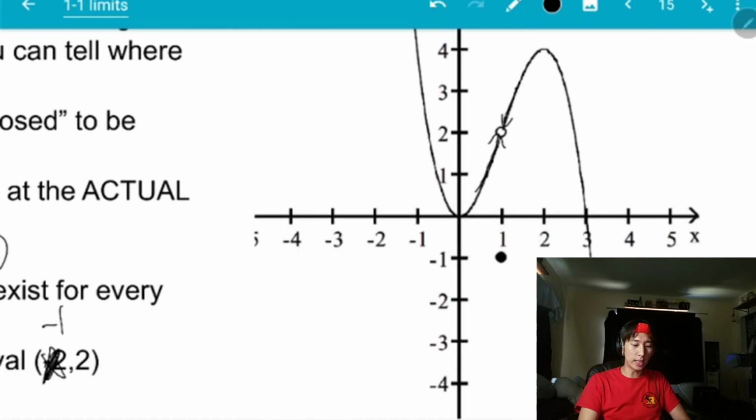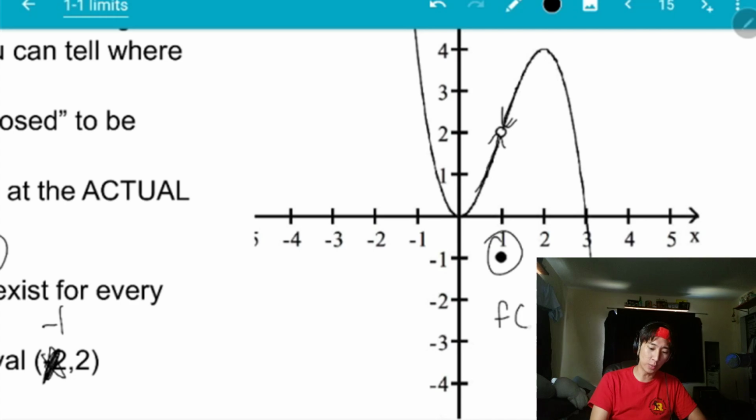what's happening as I'm going to the left, as I'm going to the right. Limits only look at trends. It doesn't look at what's actually happening. If I wanted to know what this dot was, I would have said, what is f of 1? That's what this says. But the limit says what happens when I get close. Again, we're just saying what happens as I get close to it.